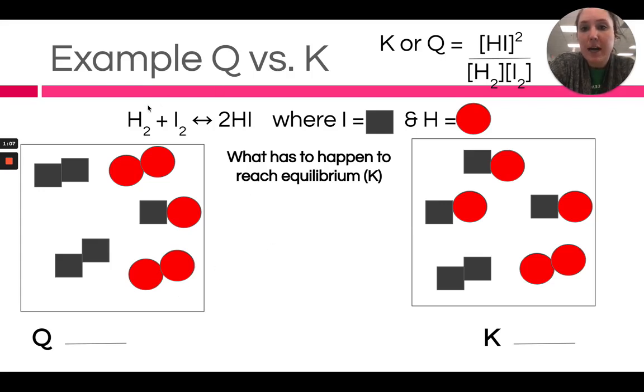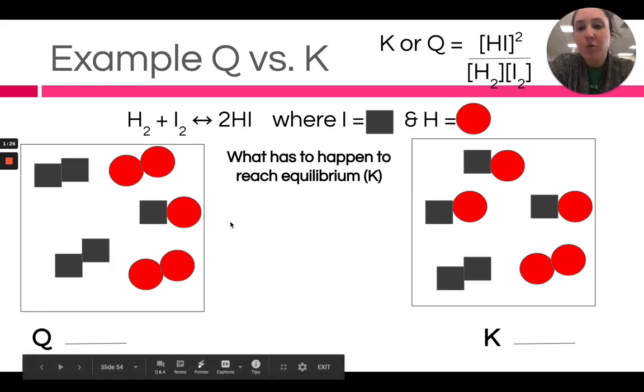So for this reaction, hydrogen plus iodine forms two hydrogen iodides. I can write my Q or K expression here, where HI squared is over hydrogen times iodine. And I have my color code here. My black squares are iodine and my red circles are hydrogen. So if we take a look, this box on the left is showing Q.